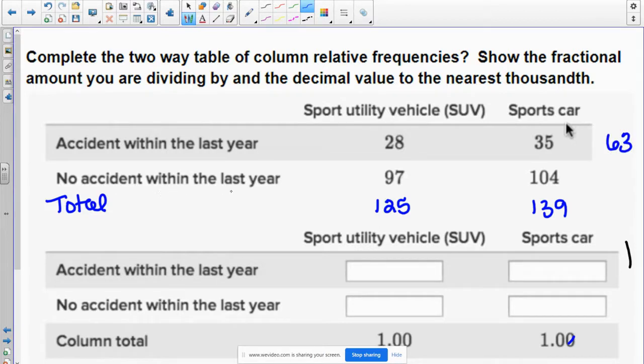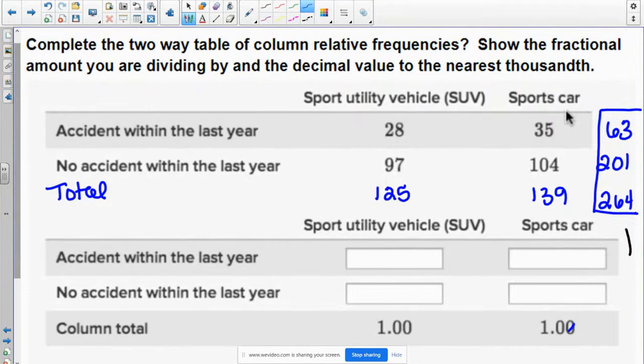And no accidents within the year, 97 plus 104 is 201. Now, if you add these, they should add up both row and column the same. So 63 plus 201 is 264, and 125 plus 139 is 264. So I know that my totals have to be right because it worked correctly in the two-way table. So relative frequency is frequency over total.